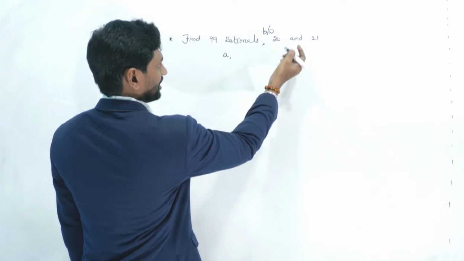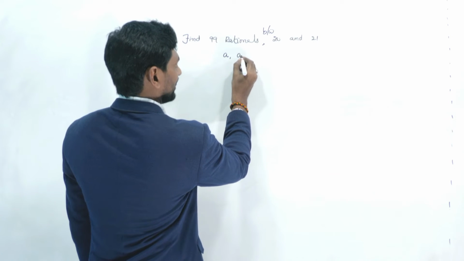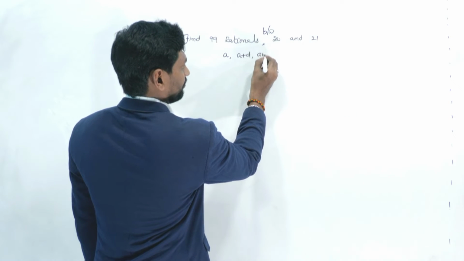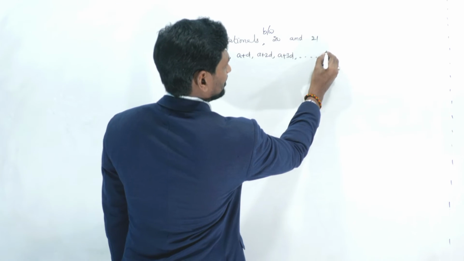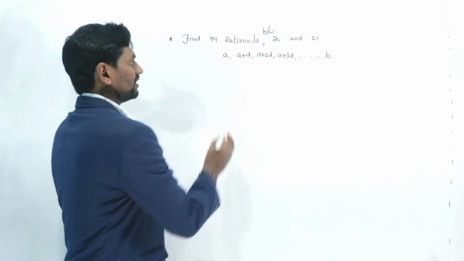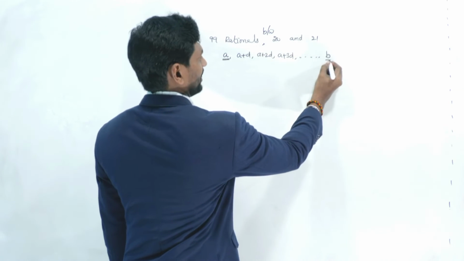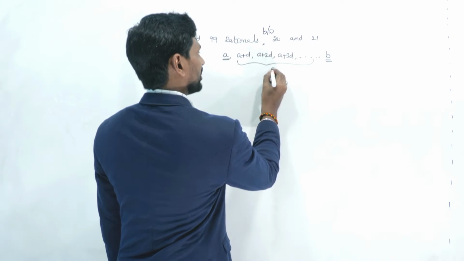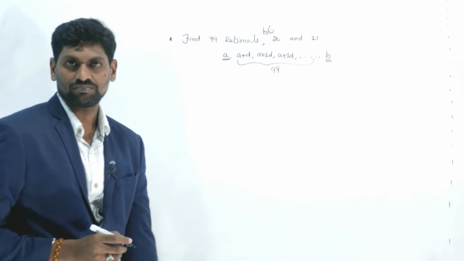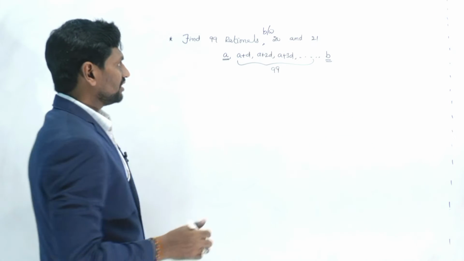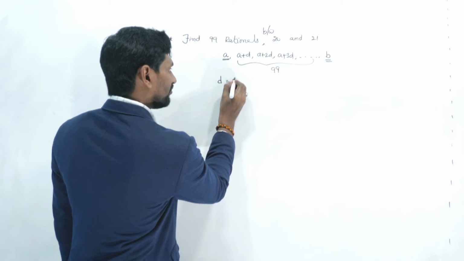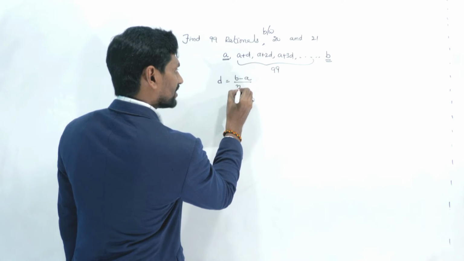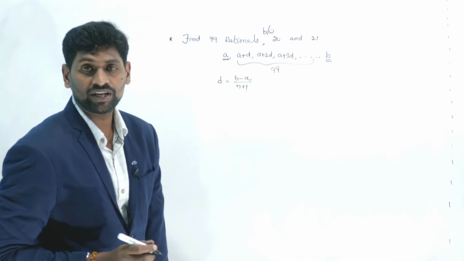The first rational number, the smaller one, is a, which is 20. Next a plus d, a plus 2d, a plus 3d and so on like this. Last one is b. That means first one is a, last one is b. In between we need to keep 99 rational numbers. A value we know, b value we know. To find the d value we have the formula (b minus a) by (n plus 1).